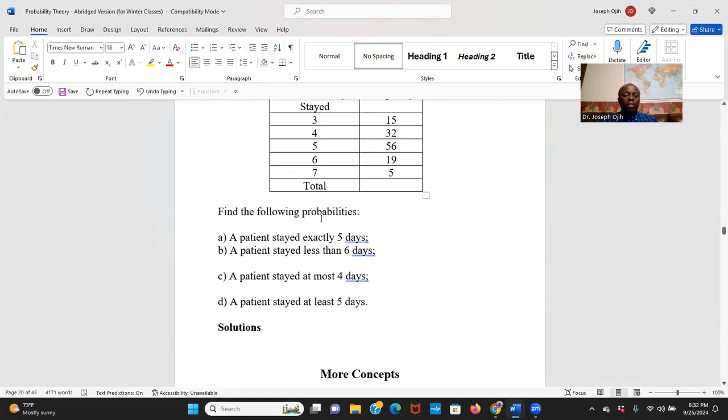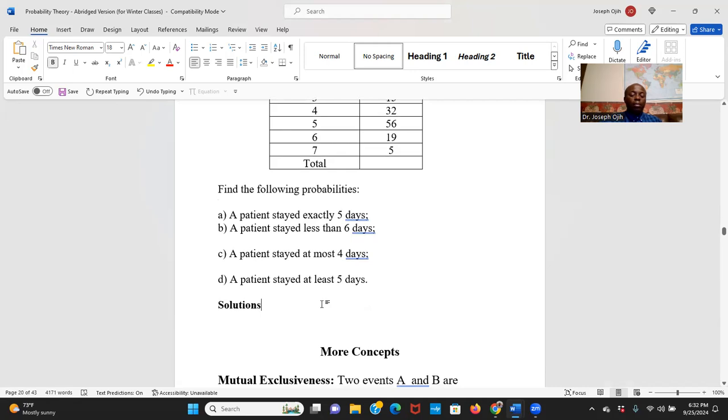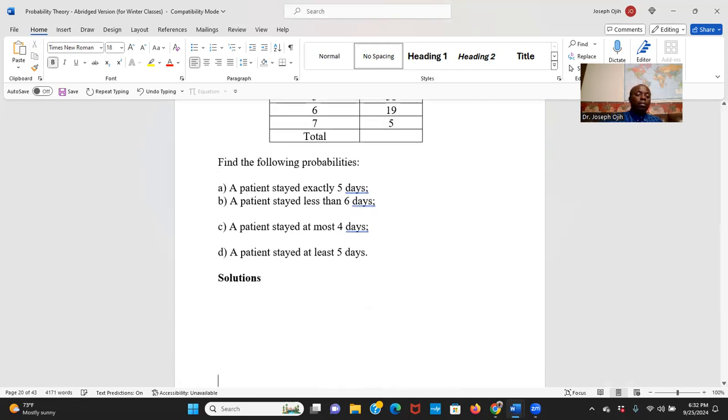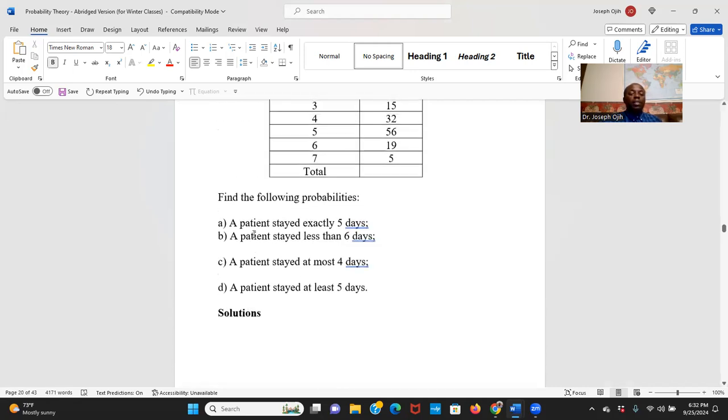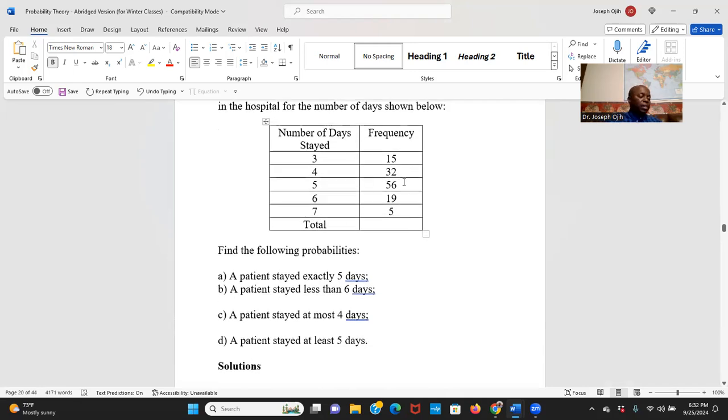It says, find these probabilities. A, the patient stayed exactly 5 days. B, a patient stayed less than 6 days. C, a patient stayed at most 4 days. D, a patient stayed at least 5 days. Let's answer all these questions. First, we need to find the total of this. Let me write this down so we can get the total.